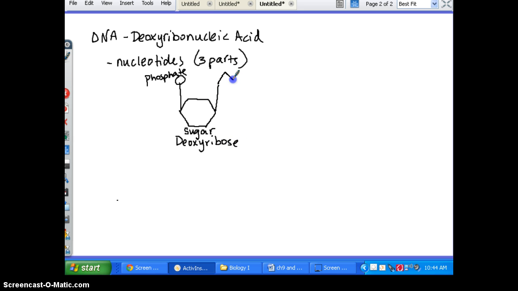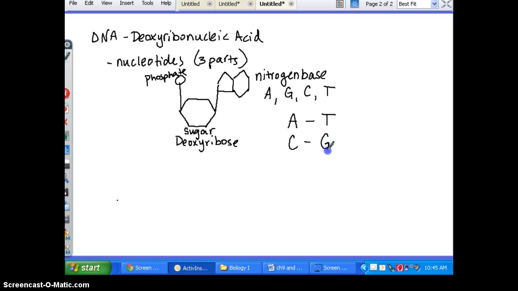And then it has a nitrogen base. Now the nitrogen bases, there's 4 different ones in DNA. They can be adenine, guanine, cytosine, and thymine. Now with those 4, there's certain ones that go together. So A matches with T, and C matches with G, always.